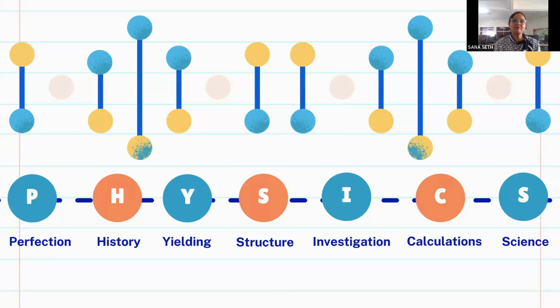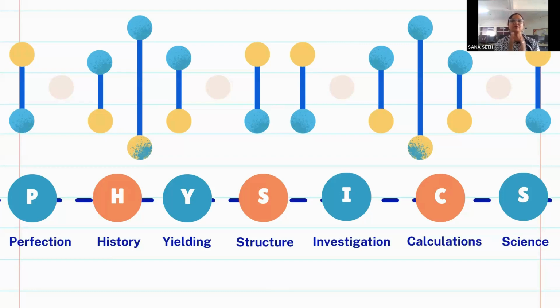Then yielding. Always this is given, this is asked, or if this happens, what do I get? What's your yield? If you understand that, then answering a physics question becomes a piece of cake. What is asked and what you have understood from that is very, very important.